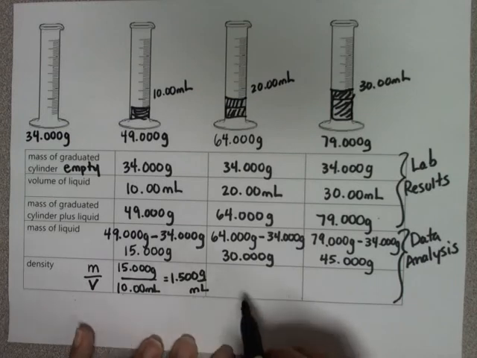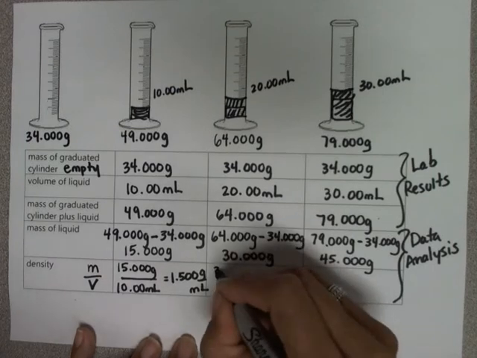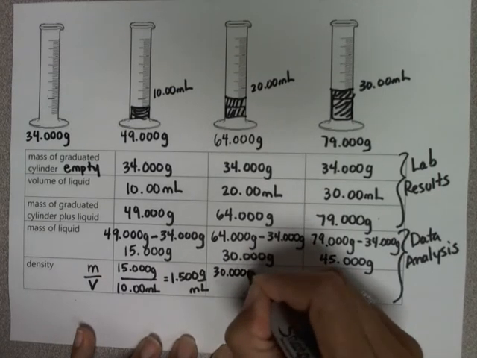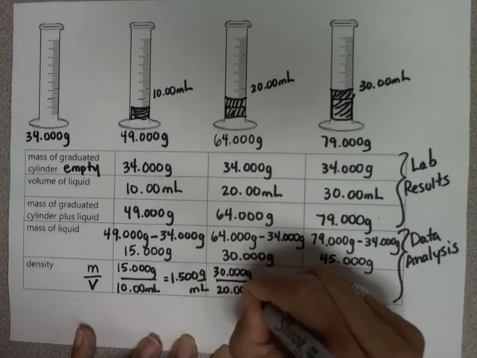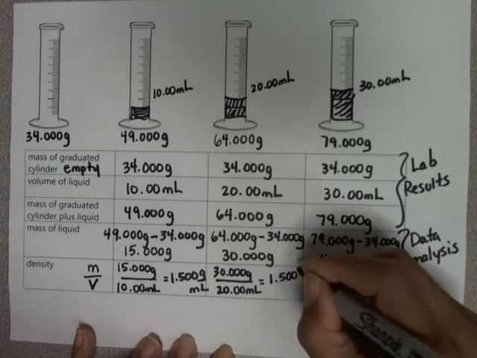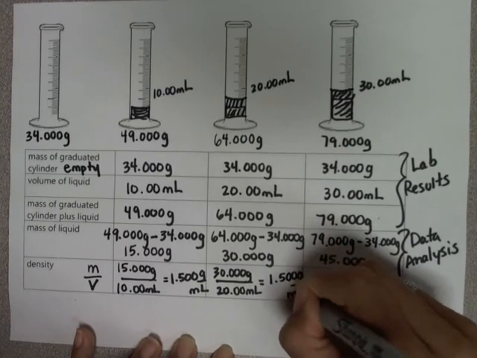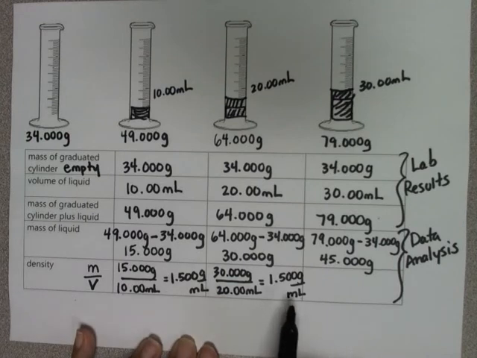I do that again for 20 milliliters. The mass of 20 milliliters is 30 grams. The volume is 20 milliliters. And that is 1.500 grams per milliliter. Notice that the density is the same. So your density is going to be the same, or it will be very close.